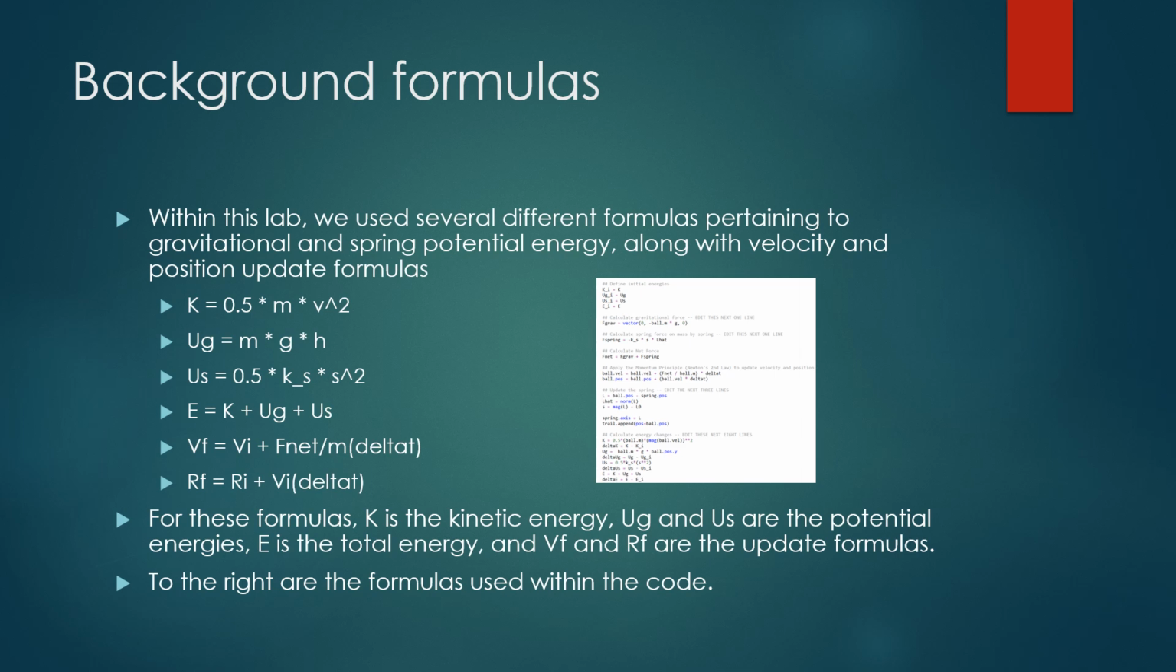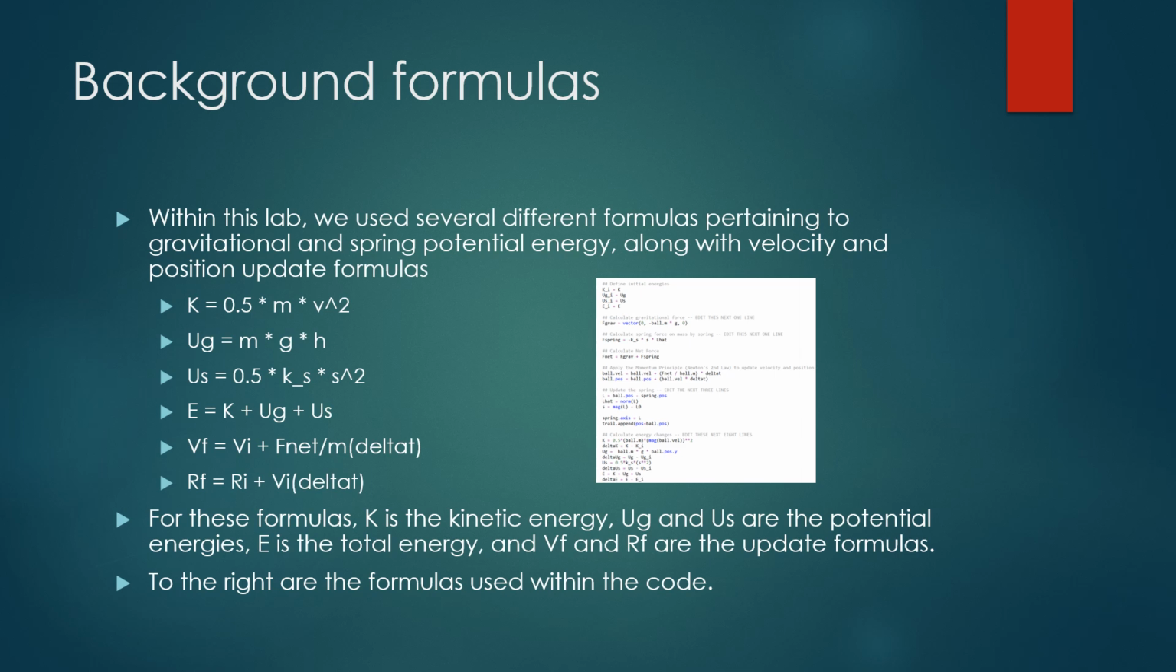Within this lab, we used several different formulas pertaining to gravitational and spring potential energy, along with velocity and position update formulas. The first is K equals 1/2 mv squared. Next is UG equals mgh. Next is US equals 1/2 k s squared. Then E equals K plus UG plus US. Then VF equals VI plus F net over m delta t. And finally, RF equals RI plus VI delta t.